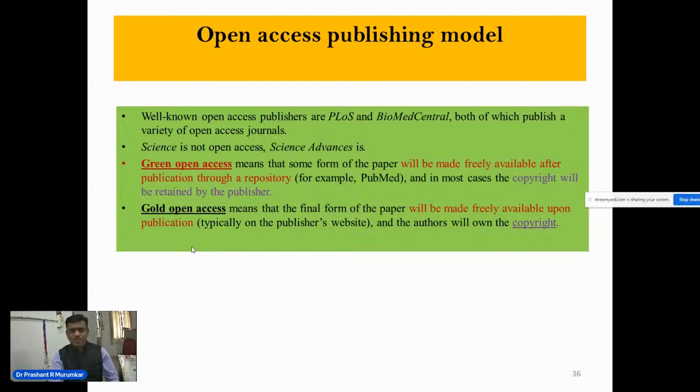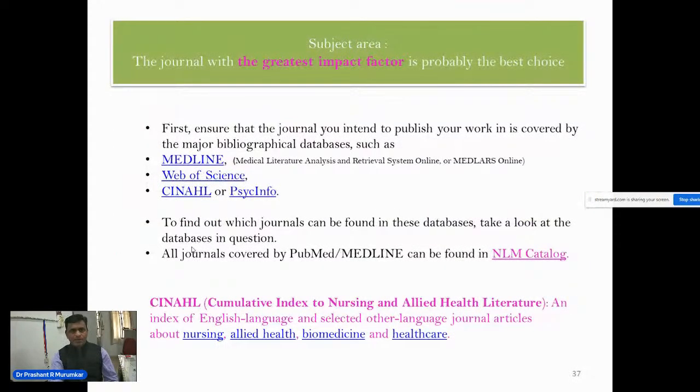And green open access is not an open access journal, right? So you will find that well-known open access publishers are PLOS, which are quite reputed. BioMed Central is also there. Both publish a variety of open access journals with a high impact factor, but the fees are too high. So there are certain good open access journals also. Then the journal with the greatest impact factor is probably the best choice, as I told you.